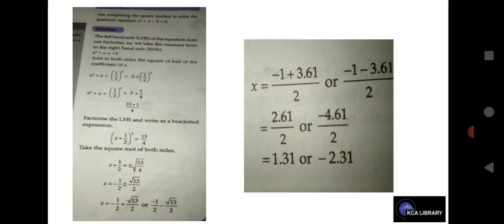Now, applying the completing the square method involves taking half of the coefficient of x and adding it to both sides. Then you factorize the left hand side and write it as a bracketed expression. When you take the square root of both sides, you will arrive at the answer. For instance, in this example showing on the screen, it solves to x equals 1.31 or minus 2.31. The full steps are in the module. When you go through the module, you will be able to discover all the steps. They are very self-explanatory. Alright?